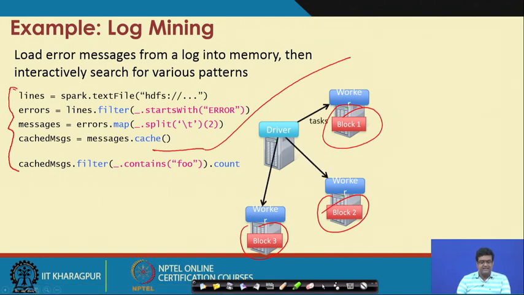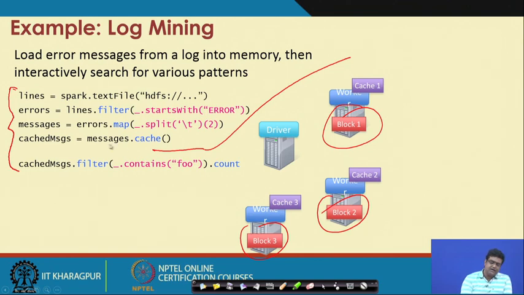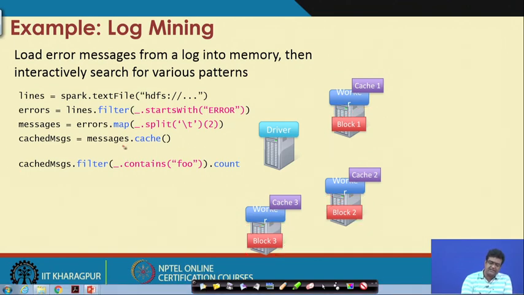Now, next time, the results will be brought back to the driver, which is the total count in this case. Now, because we had called this cache function here, it will not only create these blocks, but it will also create this cache for this cached messages. So, for this cached messages RDD, it will create this cache on each of these worker machines.